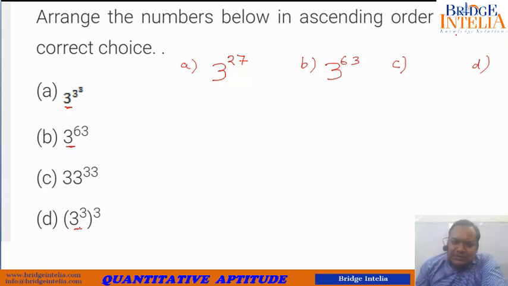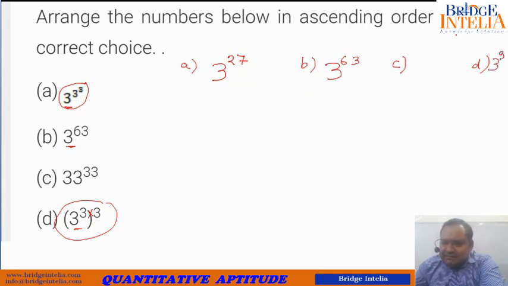So what about option D? So option D can be written as 3 raised to the power 9. See, please understand the difference between these two. Here it is 3 raised to power 3, that's why 27. Here it is not raised to power 3, it is 3 cube whole cube. So here it is 3 to the power 9.